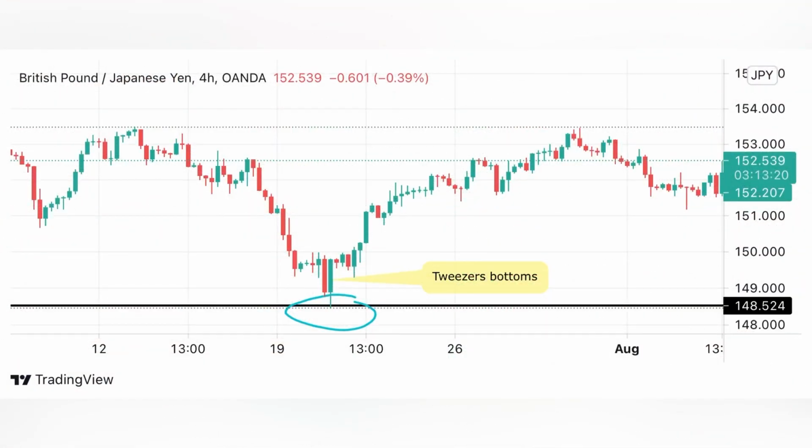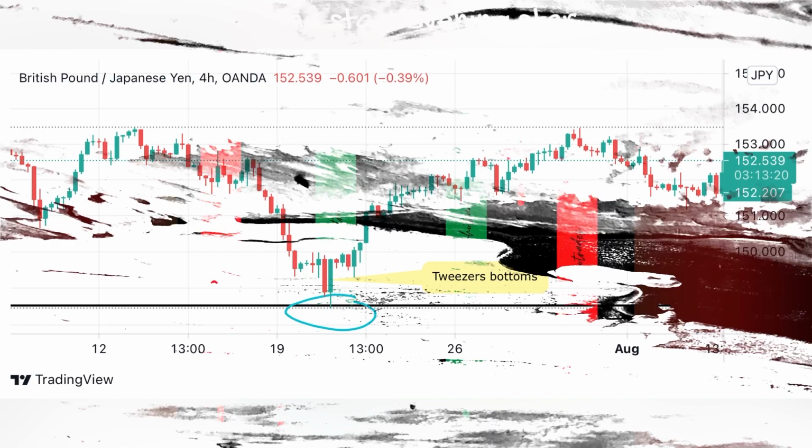So in this example, you see a tweezers bottom at a strong support level represented by the black line. So you see the bears came in, hit the support level, and then the bulls came in very strongly with about the same momentum as the previous candle, and then continued to push price upward.